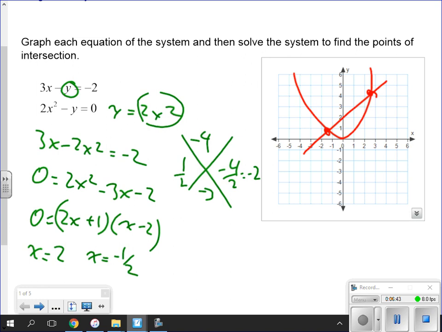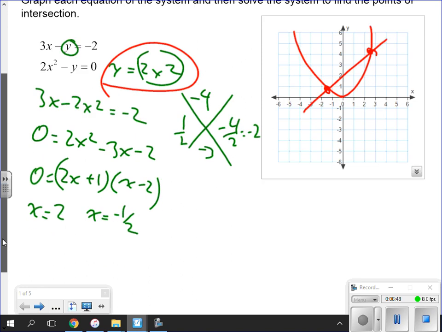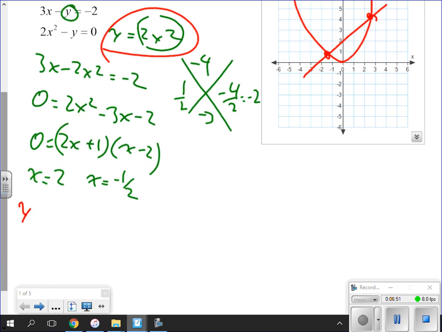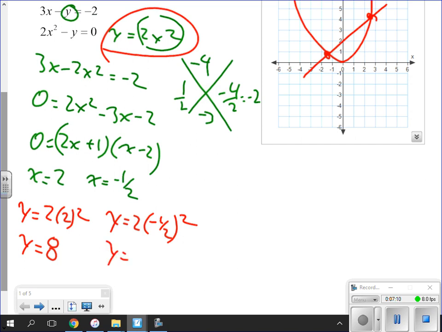So why not use this one that's already solved for y? So when x equals 2, y equals 2 times 2 squared. So y equals 8 for here. And when x equals -1/2, y equals 2 times -1/2 squared. -1/2 squared is 1/4 times 2. I end up getting y equals 1/2. So I have the points 2, 8, and -1/2, +1/2.